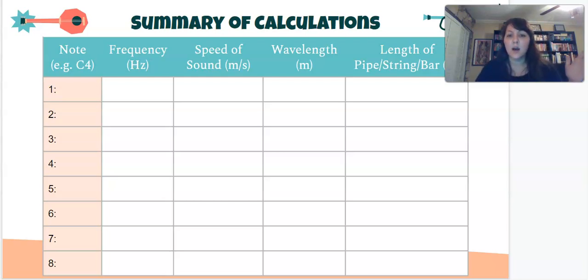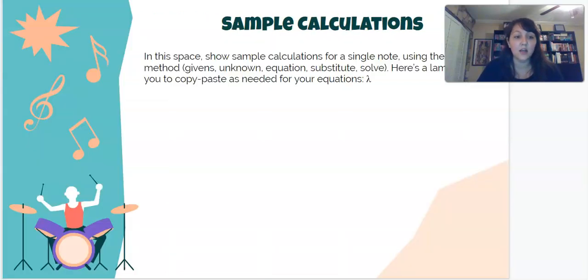All right, so you're doing calculations for 8 different notes to make a full scale. I want to see samples for just one of those notes, okay? So choose one note from your 8 and walk me through the calculations of how you calculated wavelength and then either the length of your pipe, string, or bar or the speed of sound through that pipe, string, or bar as it's creating that sound wave.